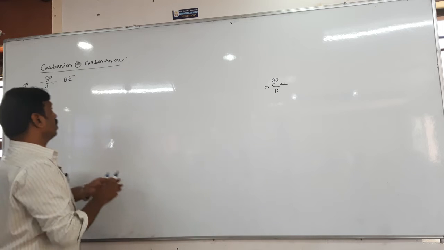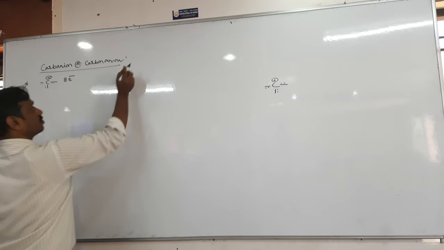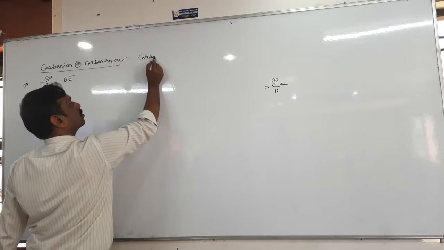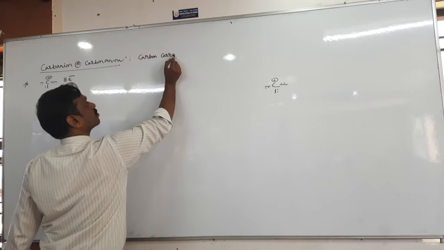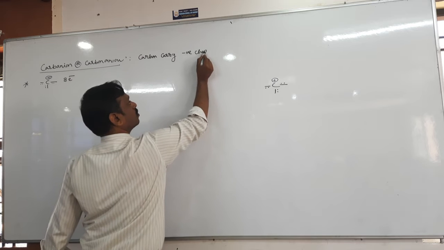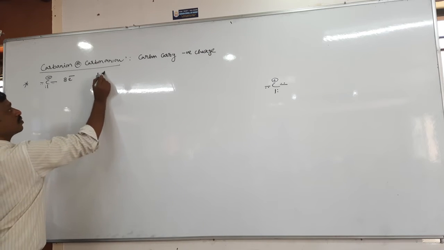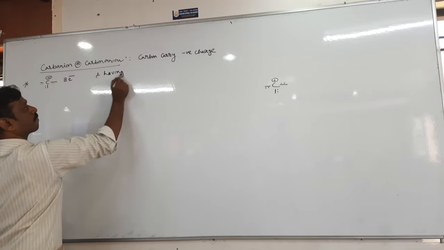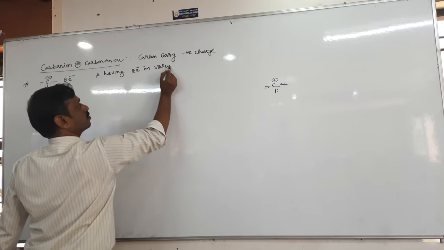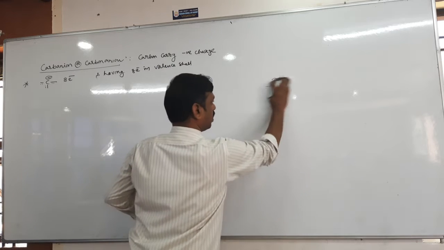Okay, so therefore the organic compound in which carbon carries negative charge and having 8 electrons in the valence shell is called carbanion.